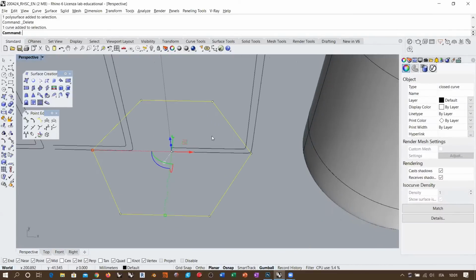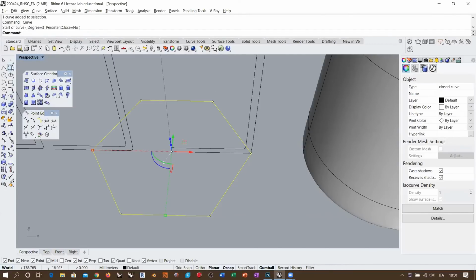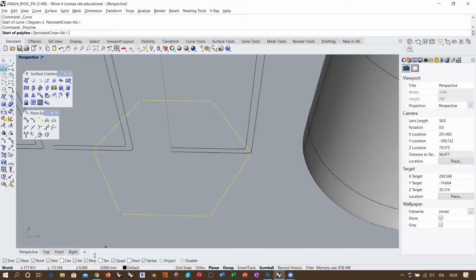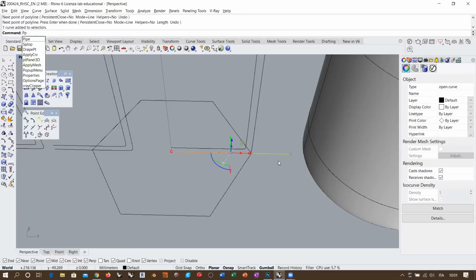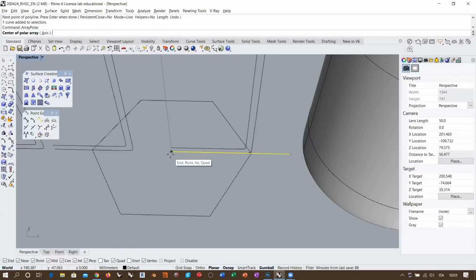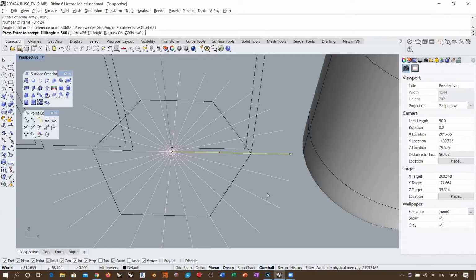But the only topological thing that I want to point out in this case is that if I take this curve and create, for example, a NURBS curve, well, let me do this with a controlled construction. I'm going to create a polar array of this object around this thing, like 24 times, like this.